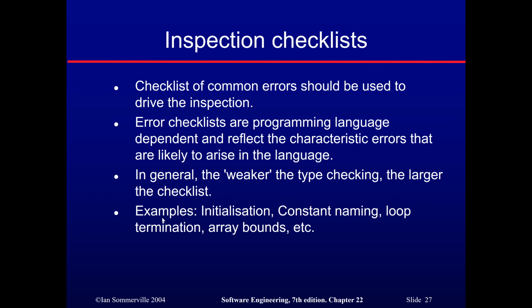Here, examples of type checking activities are initialization, constant naming, loop termination, array bounds, etc. These are very common. These are common problems to almost all programming languages. And in case a compiler checks most of them, then the inspector has less to do as far as the checklists are concerned.